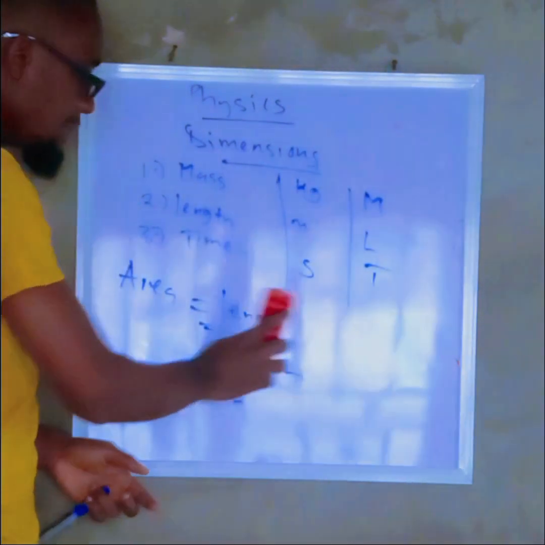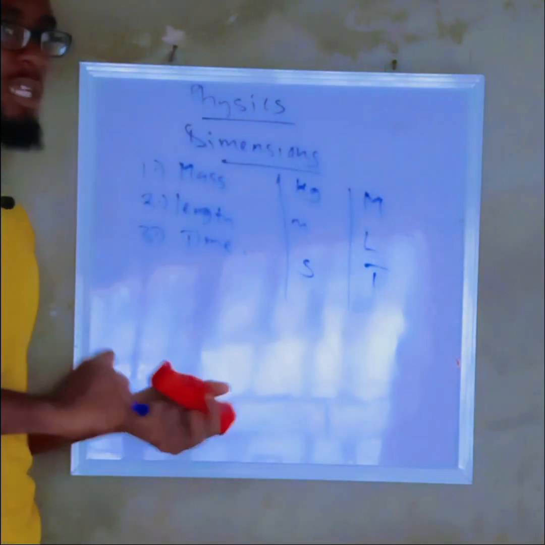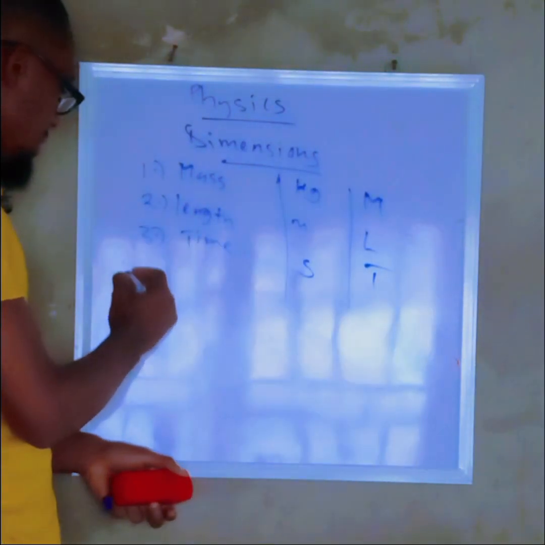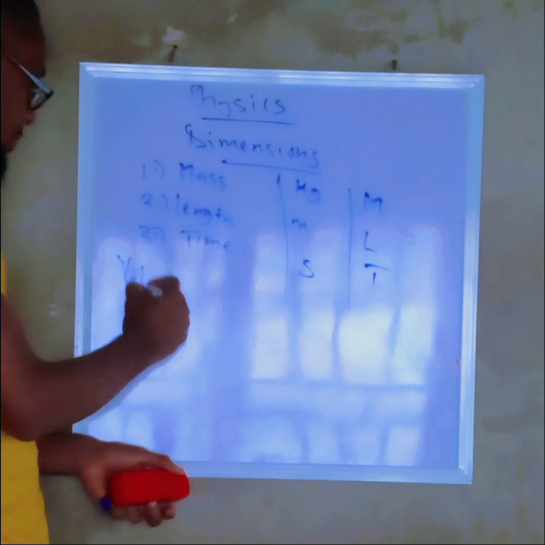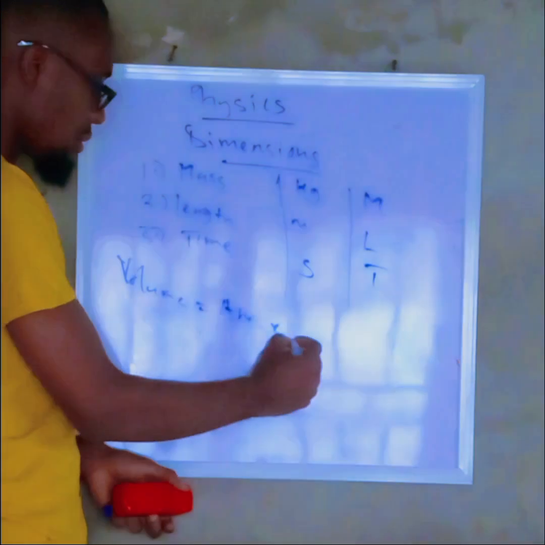If we want to take the dimension for volume, we can simply say that volume is area times height. So you can simply say volume equals the area times the height.